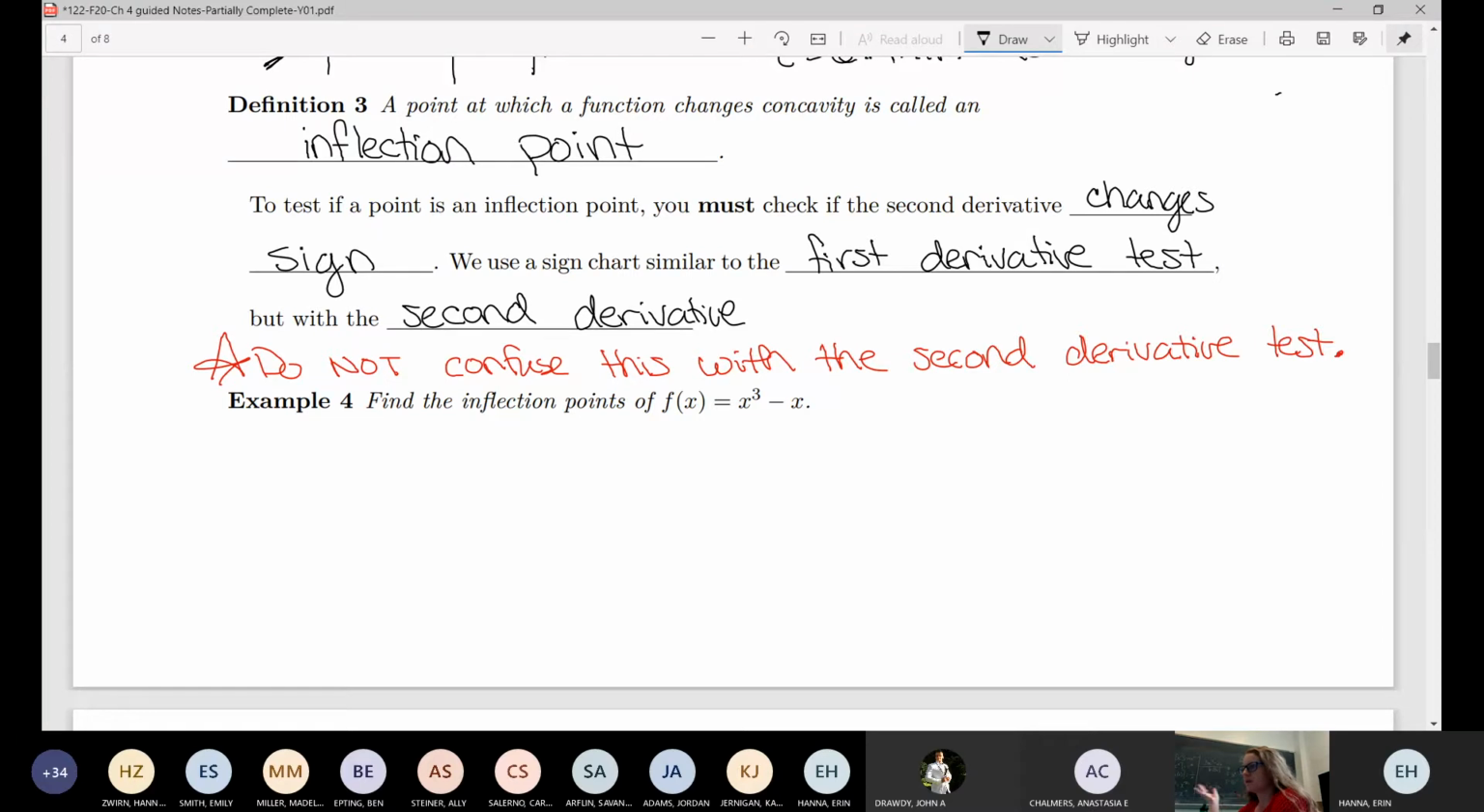So let's do one. Find the inflection points of x cubed minus x. If we need the second derivative, we need the first derivative first. So we'll get 3x squared minus 1.